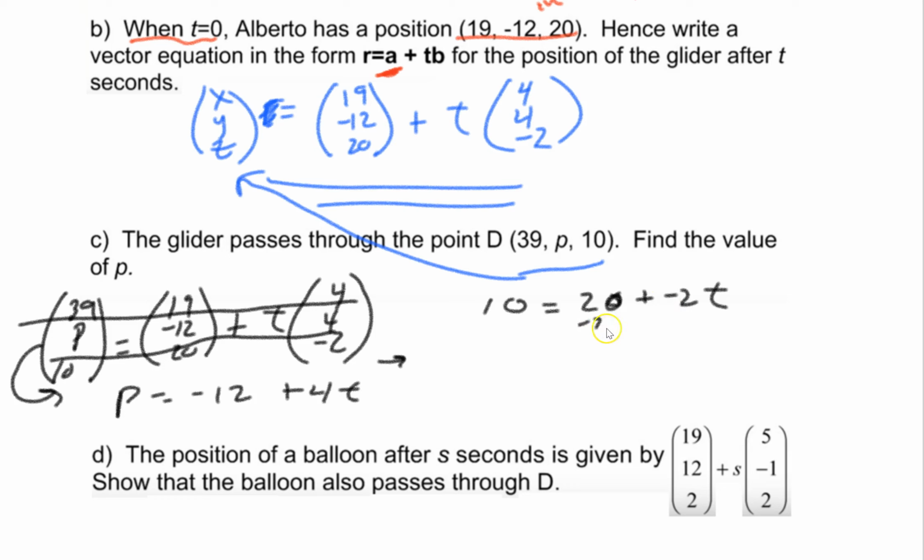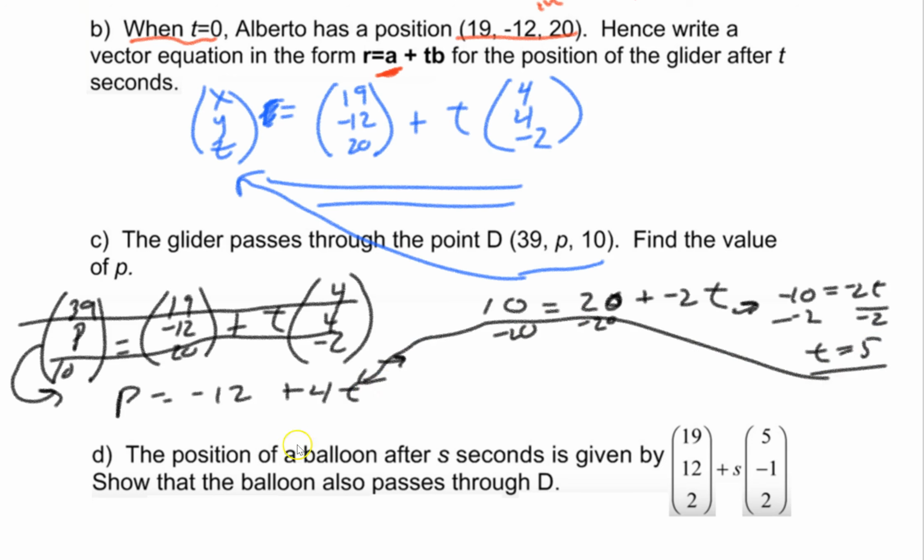Let's solve that. Minus 20. I get negative 10 equals negative 2t, divided by negative 2. t equals 5. So now I know what t is. I can plug it in here. P equals negative 12 plus 4 times 5. P equals negative 12 plus 20. P equals 8. Right? So that's our idea here.